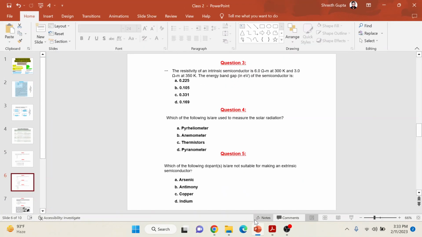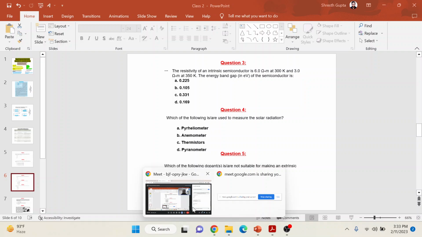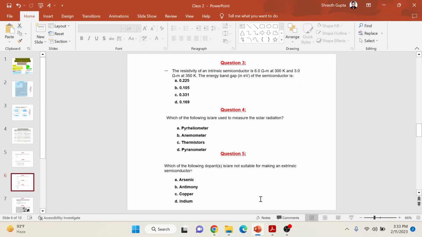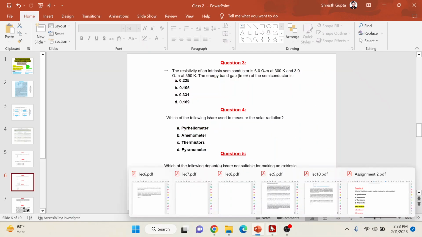The next question is saying which of the following dopants are not suitable for making an extrinsic semiconductor. The options are arsenic, antimony, copper, and indium. Is anybody there to answer the question? Nobody is there, so let me do it myself. The answer is like this.